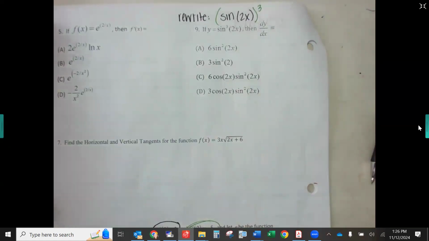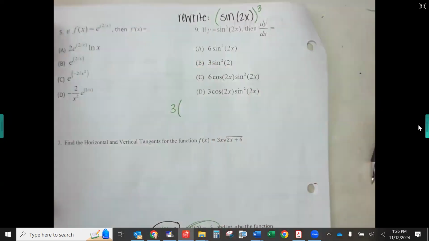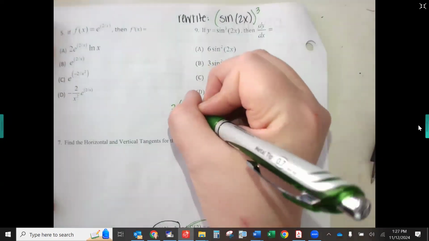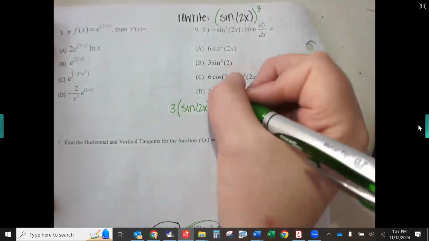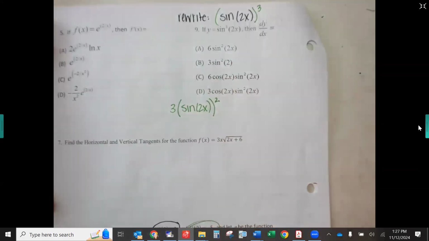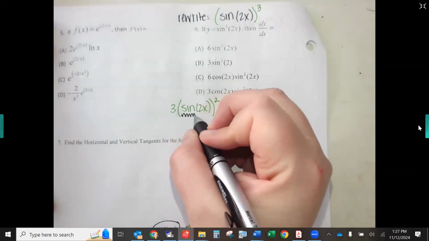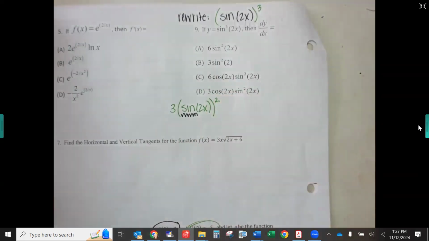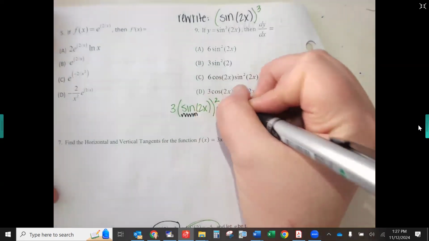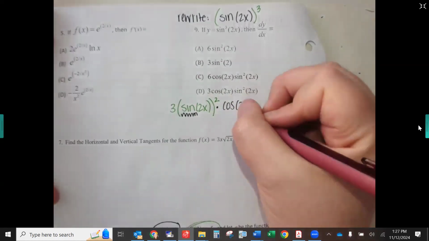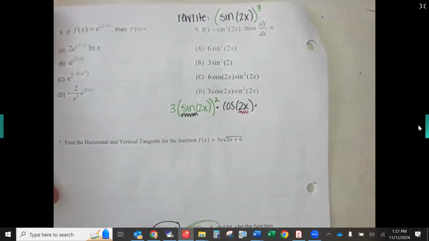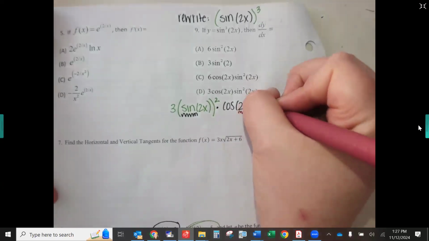Okay, so let's go one layer at a time. Let's start with the cubed. The 3 comes to the front. What is the new power on the sine 2x? It was cubed, now it's going to be squared. Then I'm going to move in one layer and multiply by the derivative of sine 2x. What's the derivative of sine 2x? Cosine 2x. But then I have to go into the inside layer and do 2x's derivative. What's 2x's derivative? Times 2.